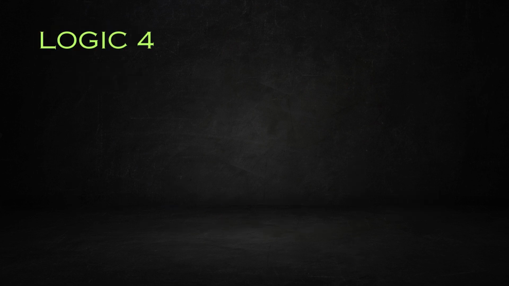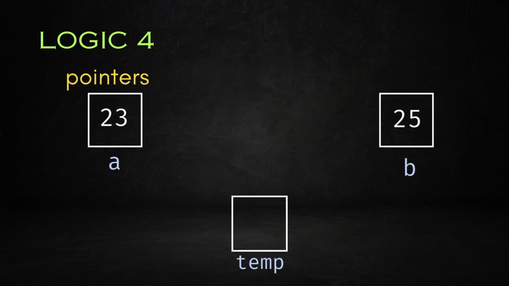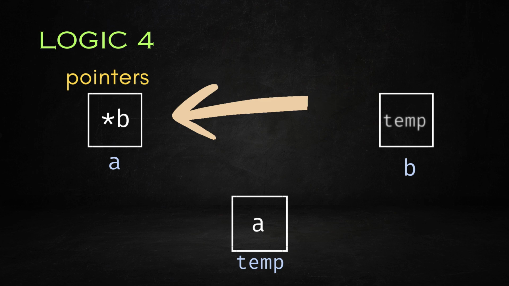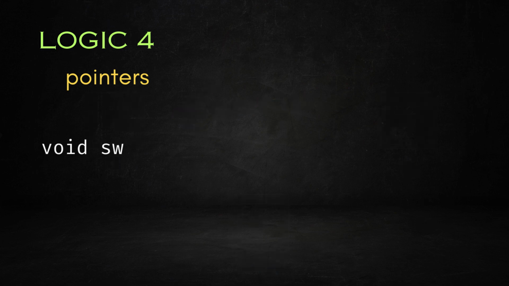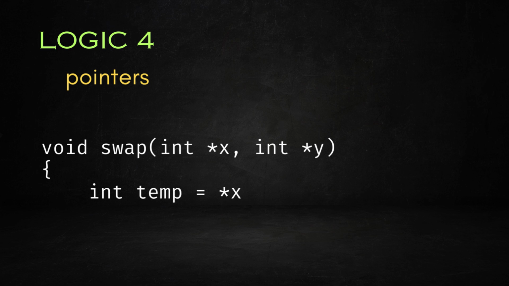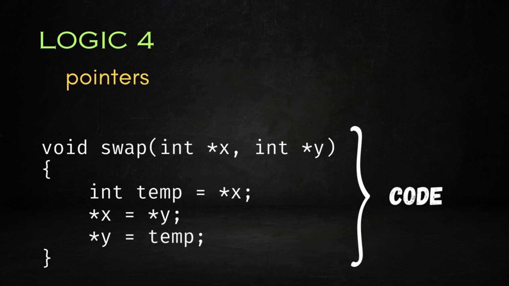Now let's look at swapping using pointers. Instead of passing values, we pass the addresses of variables. This allows the function to directly modify the original values stored in memory. void swap(int *x, int *y) { int temp = *x; *x = *y; *y = temp; } This method is very important because it explains how memory addressing and function calls work in C.